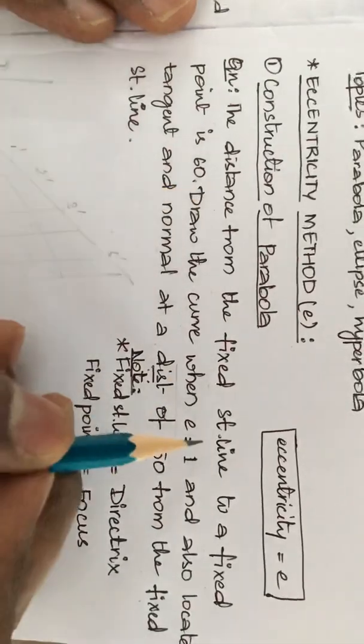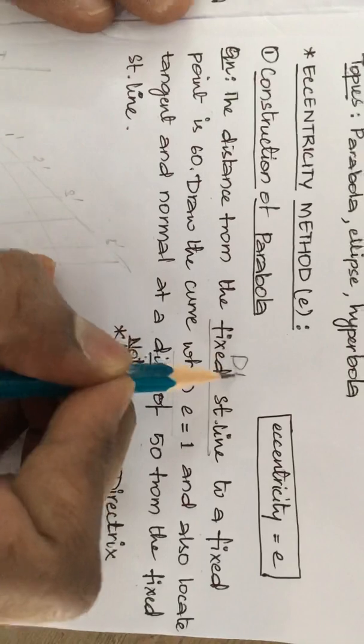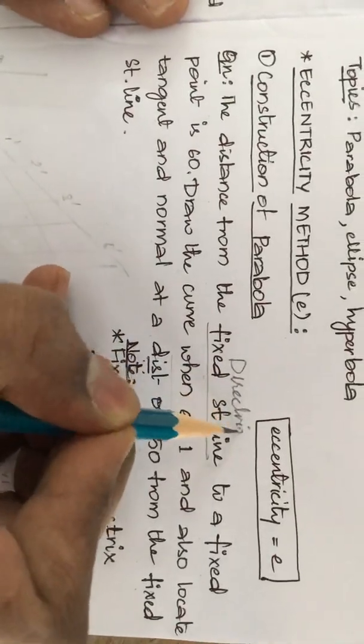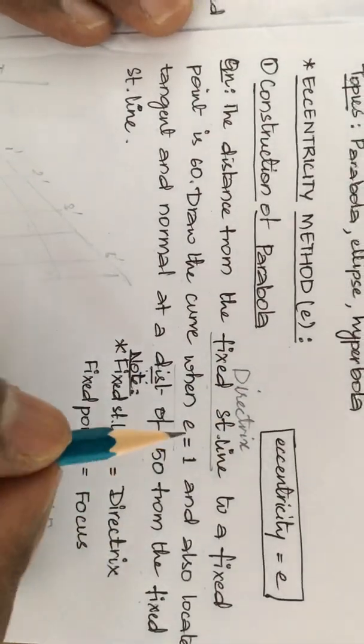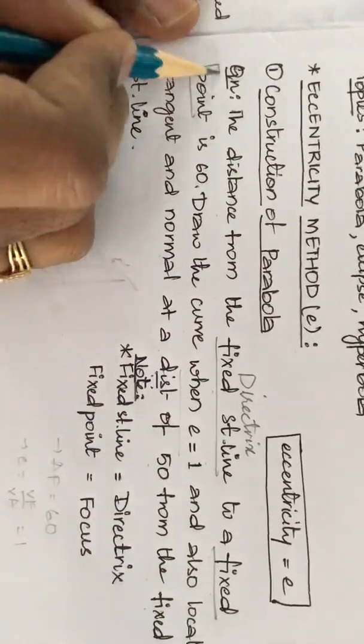Here, the distance from the fixed straight line. The fixed straight line is sometimes also called the directrix in your question paper. Directrix is also called the fixed straight line, and the fixed point is also called the focus. Dear students, make a note of this.